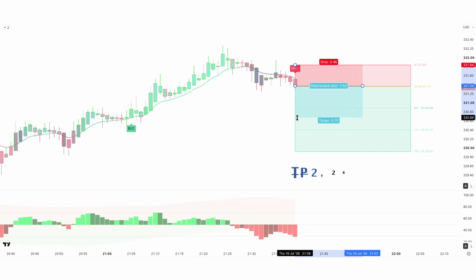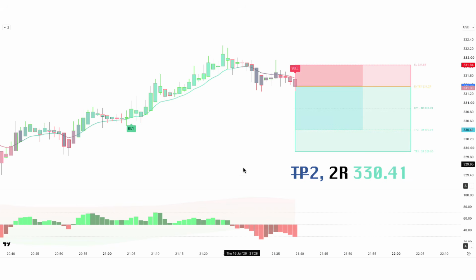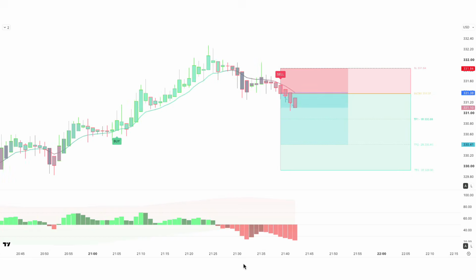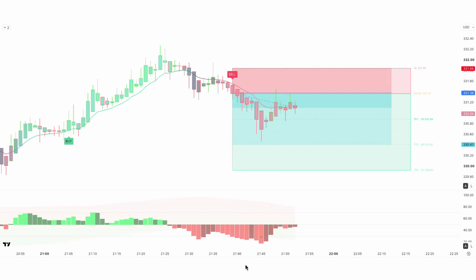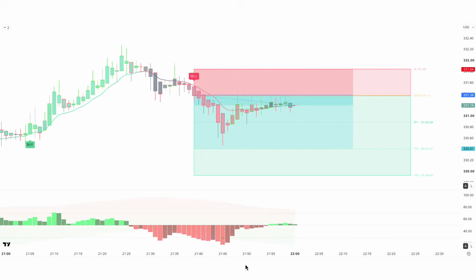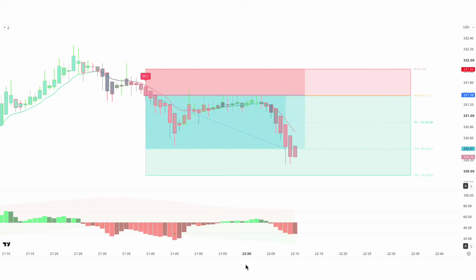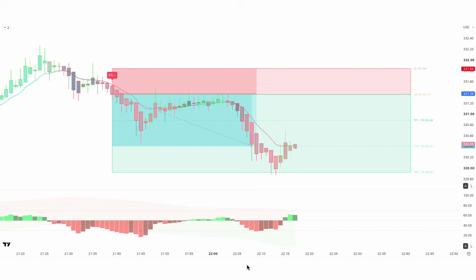331.84, and the risk to reward ratio will be TP2, 2R, 330.41. The market has completely hit the target. Let us now understand the long position.